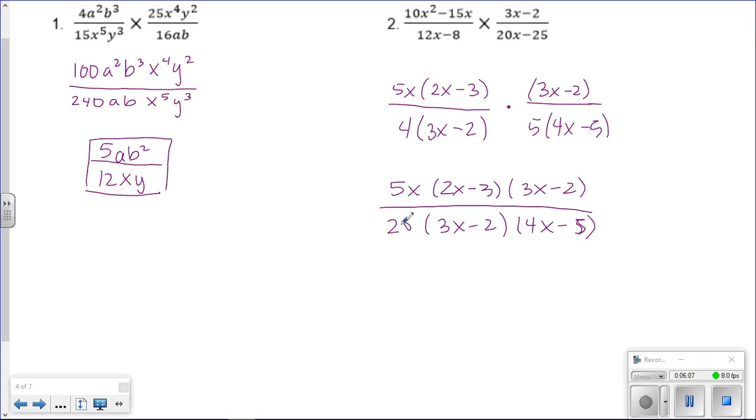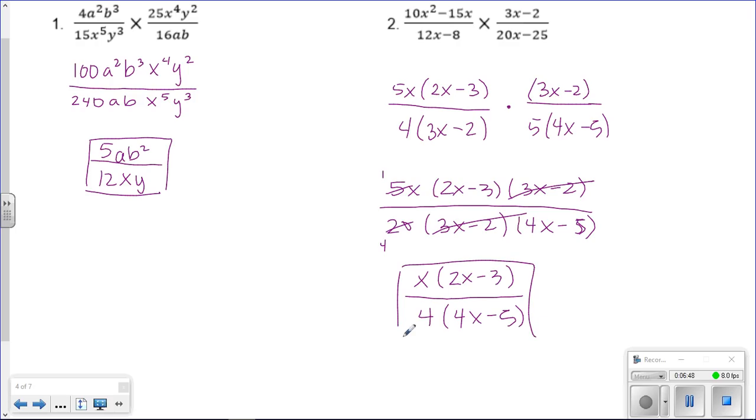So we have 5x and 20. Well, 5 and 20, you can simplify that, 1 and 4. And then you have the 2x minus 3. That's not in the denominator, so I can't cancel that out. But I have 3x minus 2 and 3x minus 2. So basically, if you see it in the numerator and the denominator, you can cancel it out. And then my 4x minus 5, I can't cancel that out. So my answer would be 1x, or just x, times 2x minus 3 over 4 times 4x minus 5.